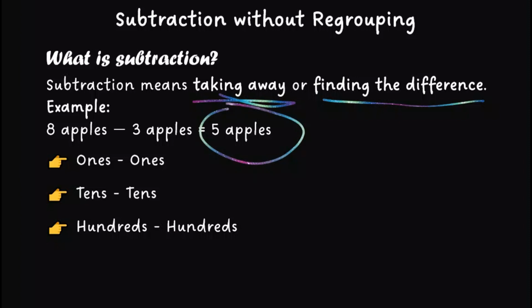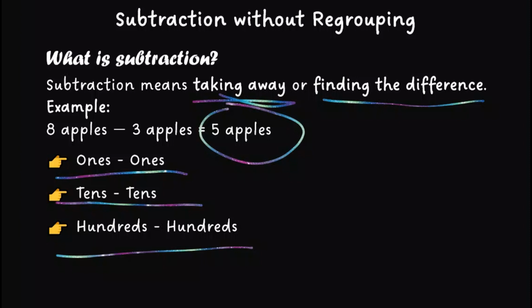So when we are subtracting, we will follow the rules. We will start with the ones side and we will subtract ones out of ones, tens out of tens, and then hundreds out of hundreds. In this pattern we will do the subtraction. In subtraction without regrouping, there will be no concept of borrowing involved.